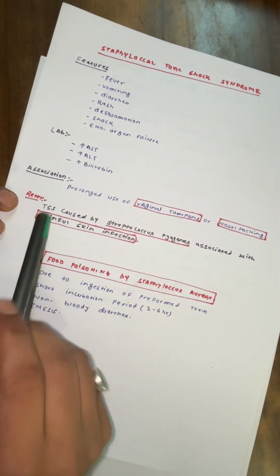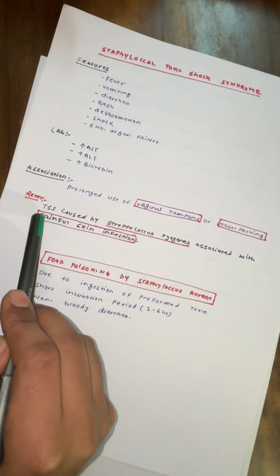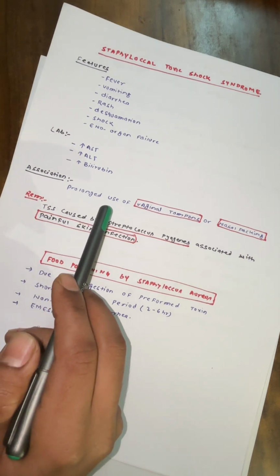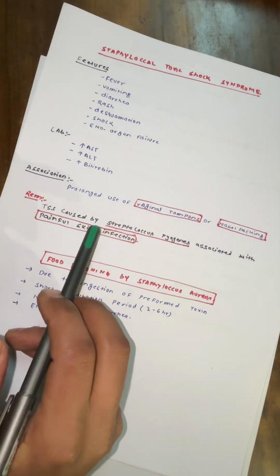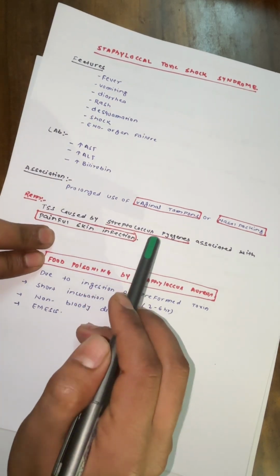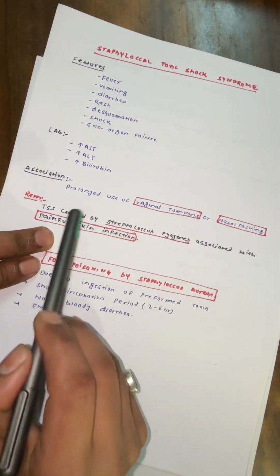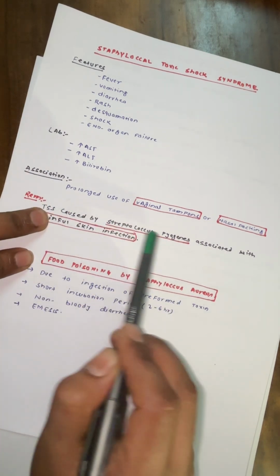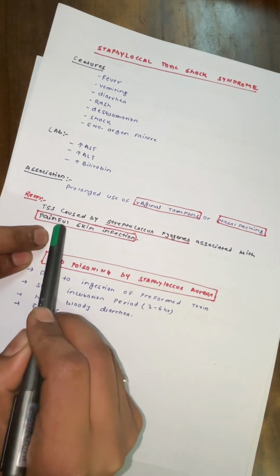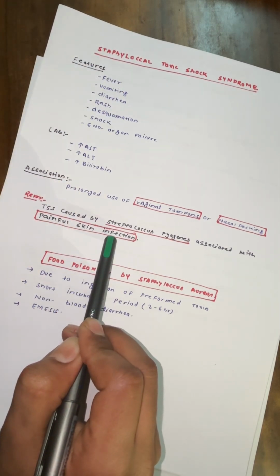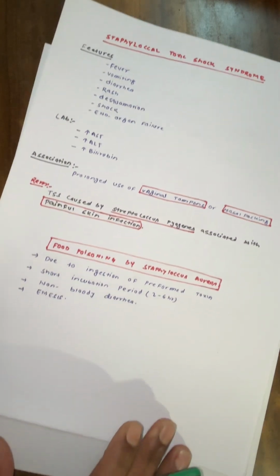There is one pro tip. Whenever you see a patient with toxic shock syndrome, always think of two organisms: Staphylococcus and Streptococcus pyogenes. How to differentiate? If the toxic shock syndrome is caused by Streptococcus pyogenes, it is associated with painful skin infections, but in the case of Staphylococcus, there will be no painful skin infections.